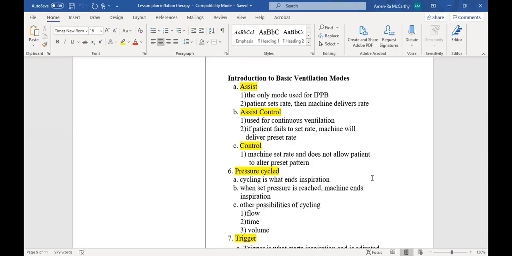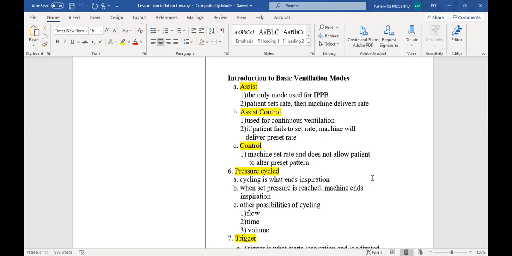Again, we don't use them anymore. Very rarely you may see one in some of the rural hospitals. They mostly use the IPPB as far as the Metaneb, which I showed you in the lecture from yesterday.